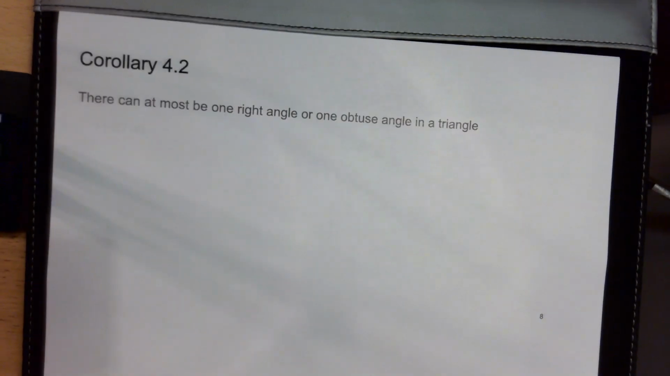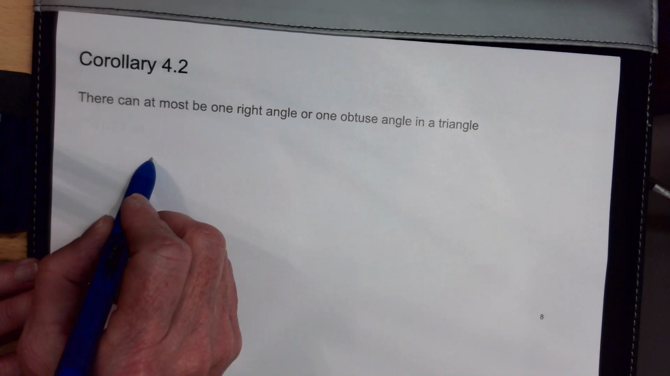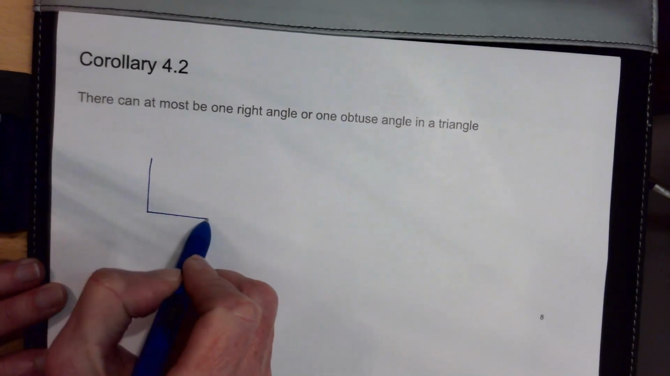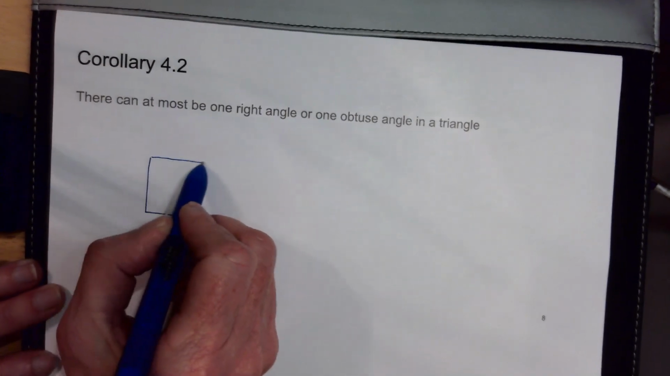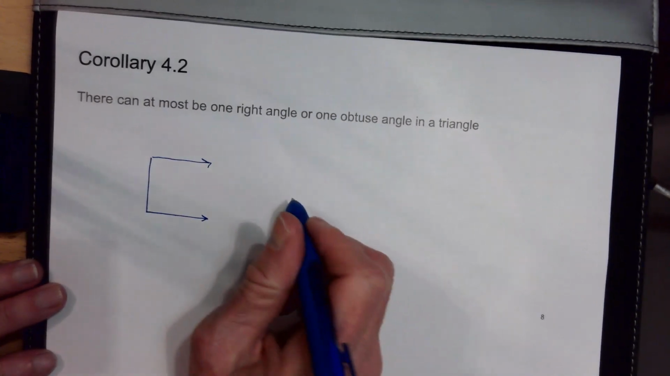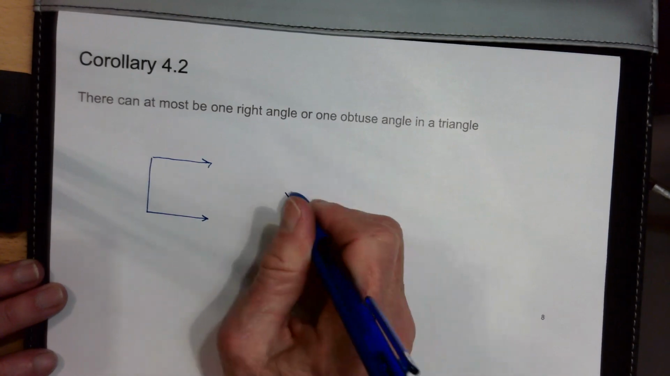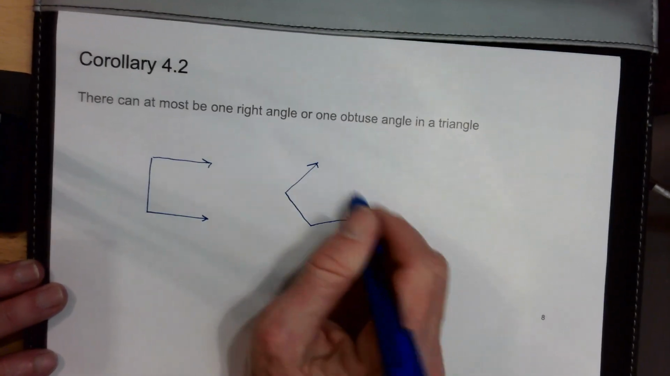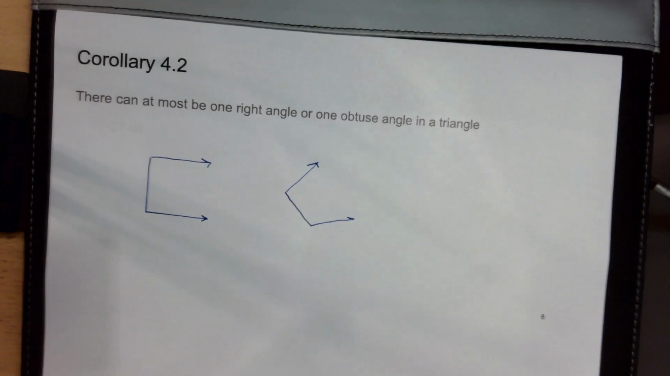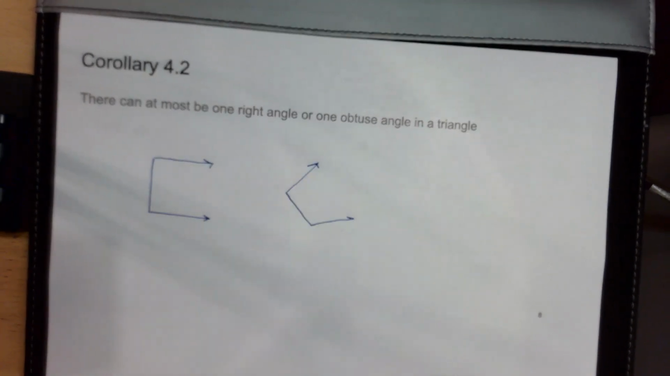The other corollary says there can be at most one right angle or one obtuse angle in a triangle. And this is what I was talking about before. There's a right angle. If I tried to draw another right angle, there's no way I can make a triangle out of that. So if I do an obtuse angle, and then that's an obtuse angle, there's no way to get a triangle out of that. So you can have at most one right angle and one obtuse angle in a triangle.